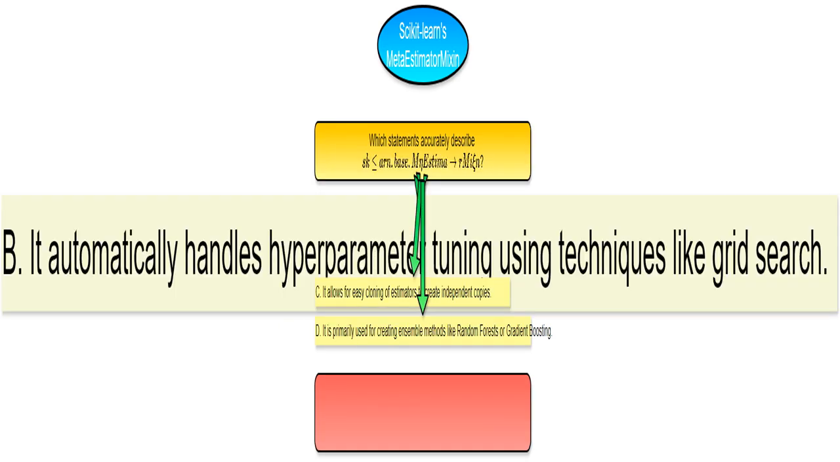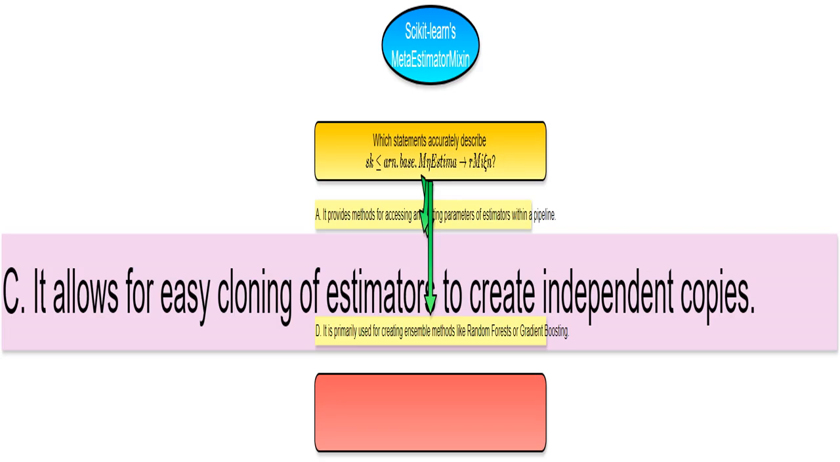Nope, this is incorrect. MetaEstimatorMixin itself doesn't perform hyperparameter tuning. That's what other scikit-learn tools like GridSearchCV are for. Think of them as separate tools within the overall scikit-learn toolbox. Correct. The clone method within MetaEstimatorMixin lets you easily make identical copies of your machine learning models. It's like creating a perfect clone of your model to experiment with or use in different situations.